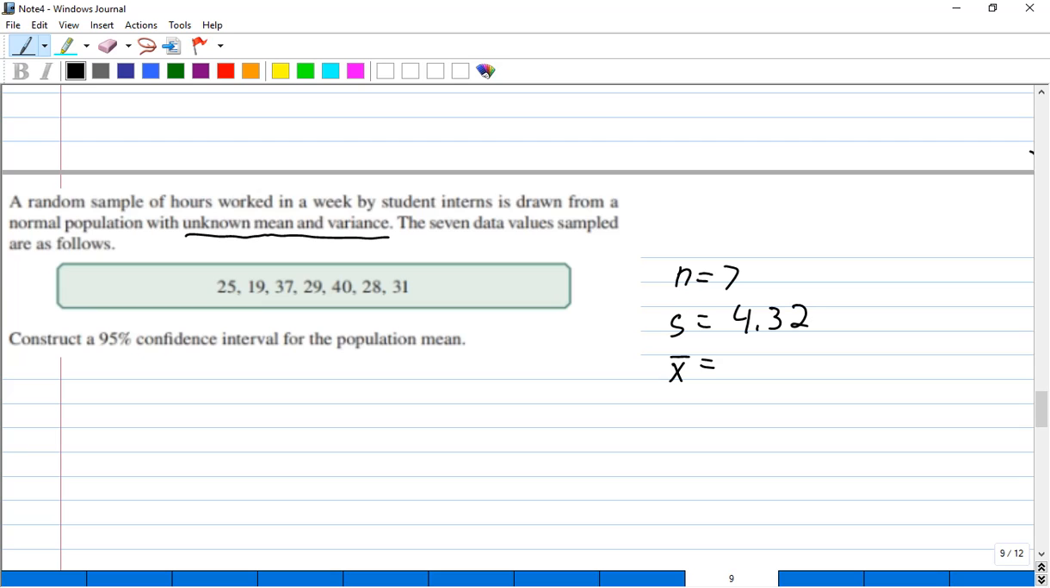Now, x bar, the mean: add all those together and divide by 7.